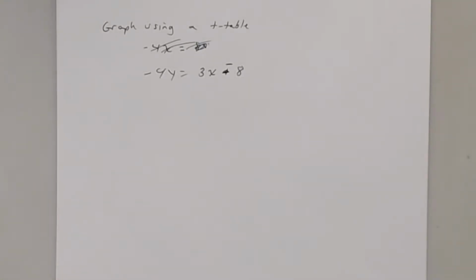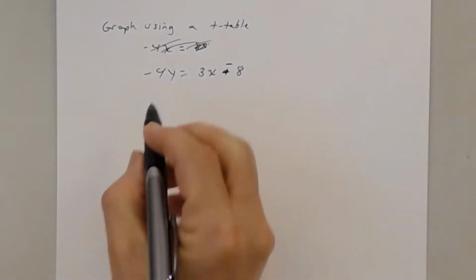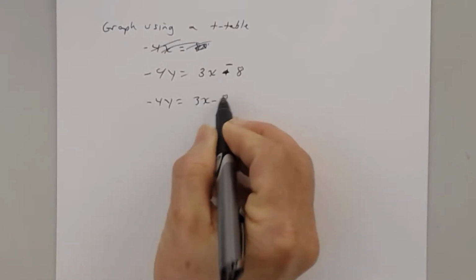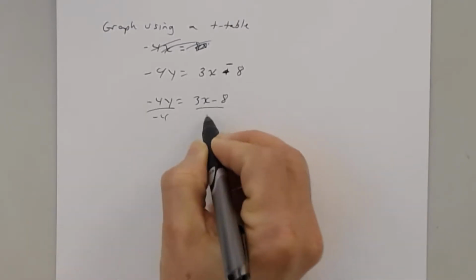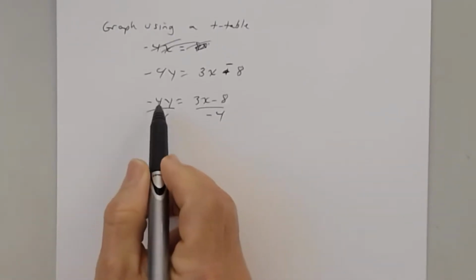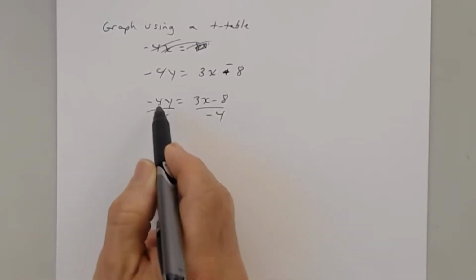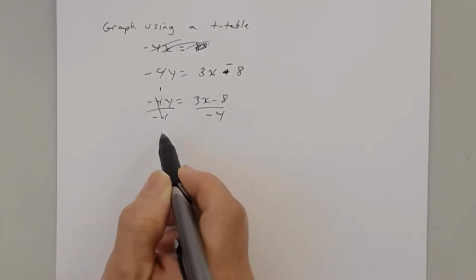Okay, so what approach would you take here to graph this line? Get y by itself. So we're going to divide both sides by -4. I'm going to go ahead and rewrite this over. This side's easy. -4 divided by -4 is 1. 1 times y is y.